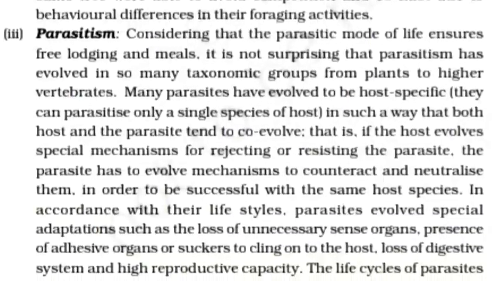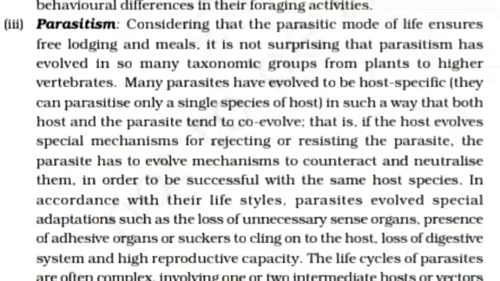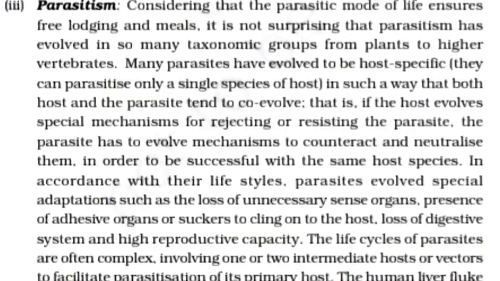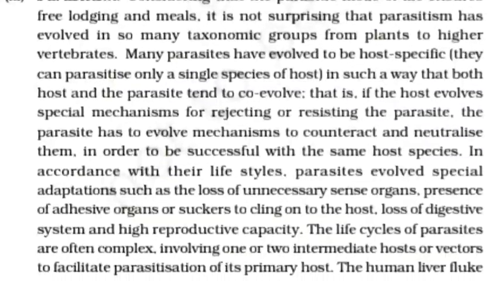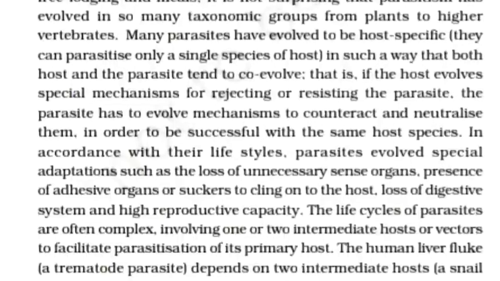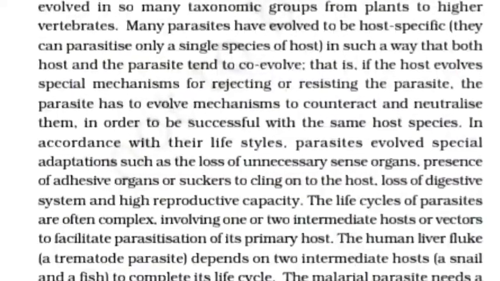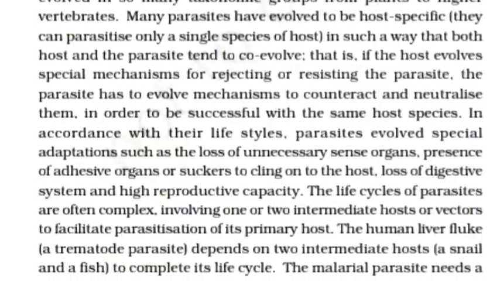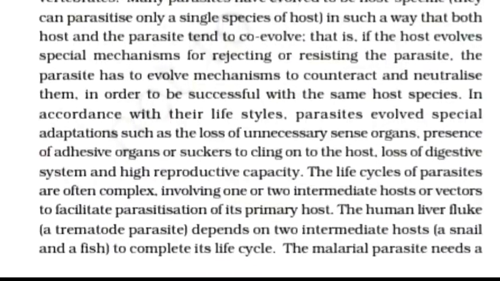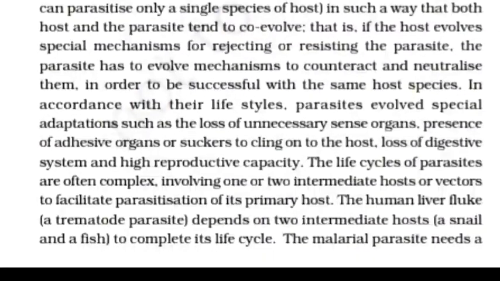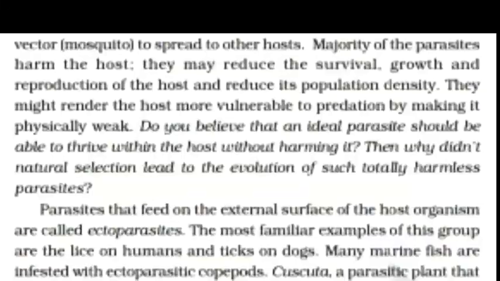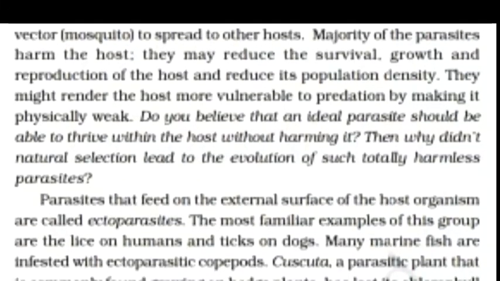In order to be successful with the same host species in accordance with their lifestyle, parasites evolve special adaptations such as loss of unnecessary sense organs, presence of adhesive organs or suckers to cling onto the host, loss of digestive system and high reproductive capacity. The life cycles of parasites are often complex, involving one or two intermediate hosts or vectors to facilitate parasitism of its primary host. The human liver fluke, a trematode parasite, depends on two intermediate hosts, a snail and a fish, to complete its life cycle. The malaria parasite needs a vector mosquito to spread to other hosts.